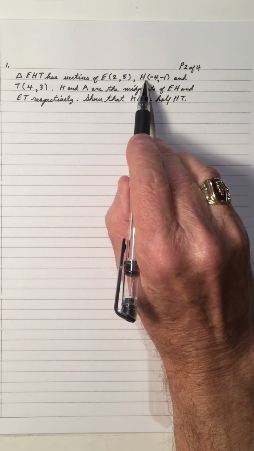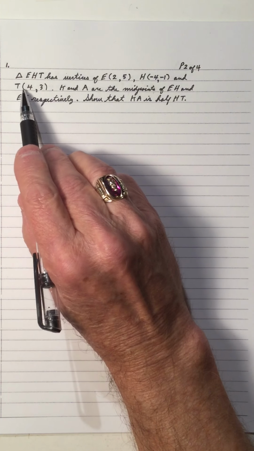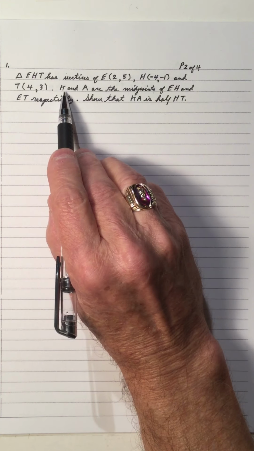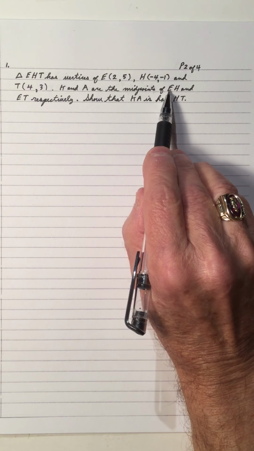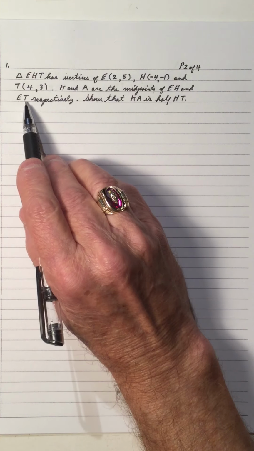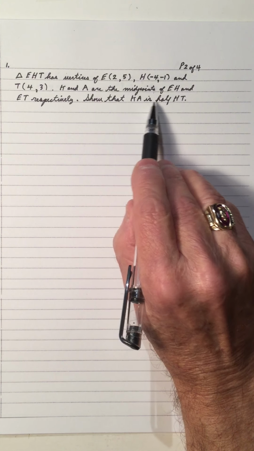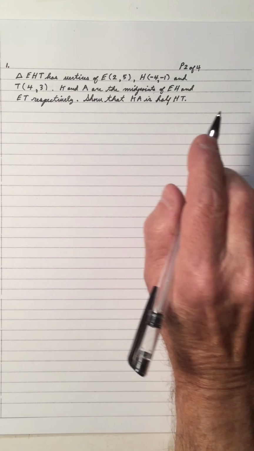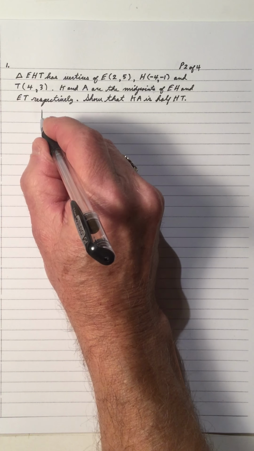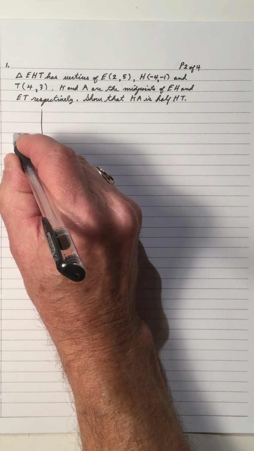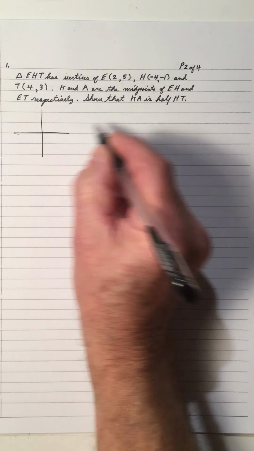Triangle EHT has vertices of E (2, 5), H (negative 4, negative 1), and T (4, 3). K and A are the midpoints of EH and ET respectively. Show that KA is half of HT. Again, to show this, I set up a diagram.